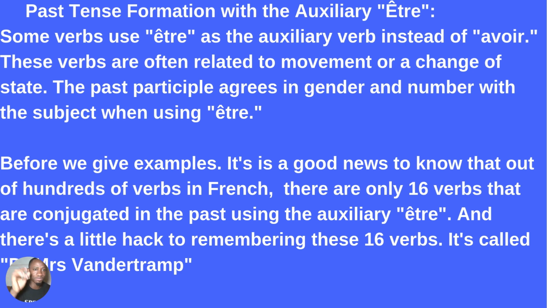Okay. Now, let's go to the things that might be a little bit harder. Honeymoon is over now. All right. So, past tense formation with the auxiliary être. The past tense that needs auxiliary avoir are more than 95% as far as I'm concerned. But there's a certain 5% or thereabouts, or even less, of verbs that need the verb être as their auxiliary to conjugate them in the past, instead of avoir.